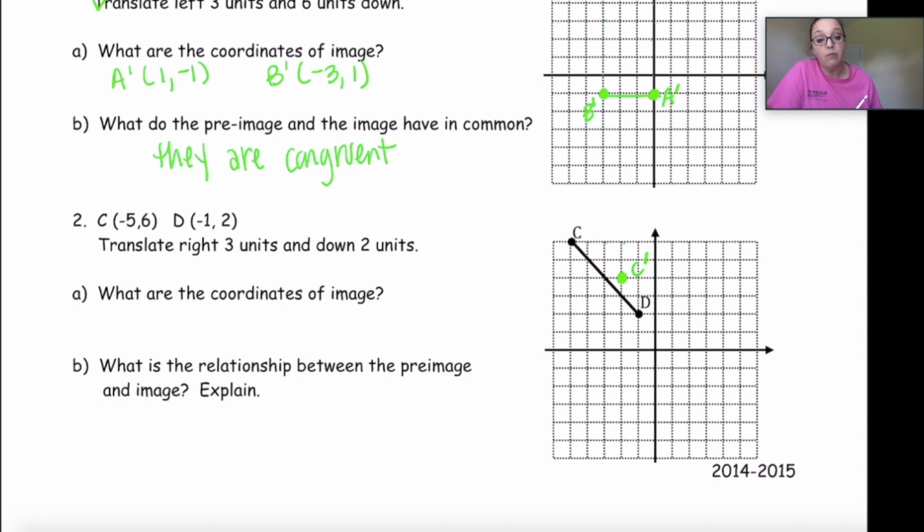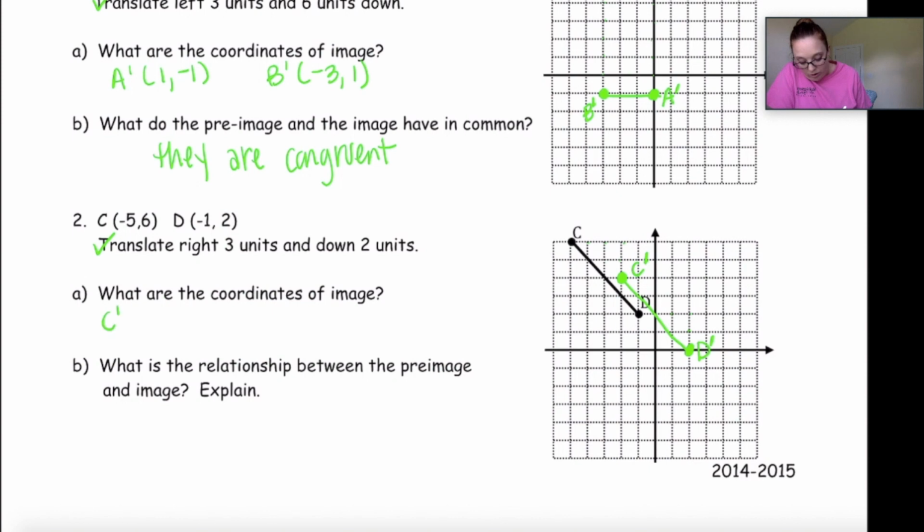Now I'm going to do the same thing for D. So I'm going to go right 3, 1, 2, 3, and then down 2, 1, 2. And I'm labeling that one D prime. And then I'm going to draw my line. So I've completed that. What are the coordinates of the image?